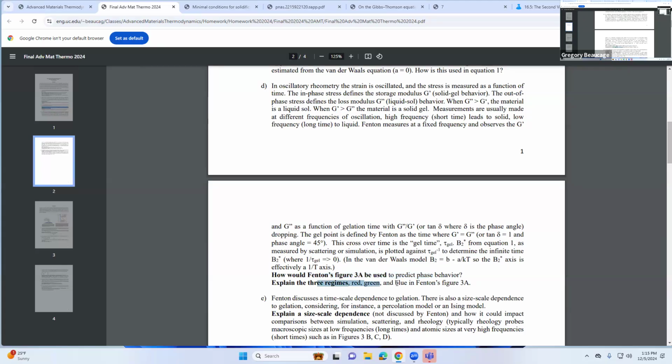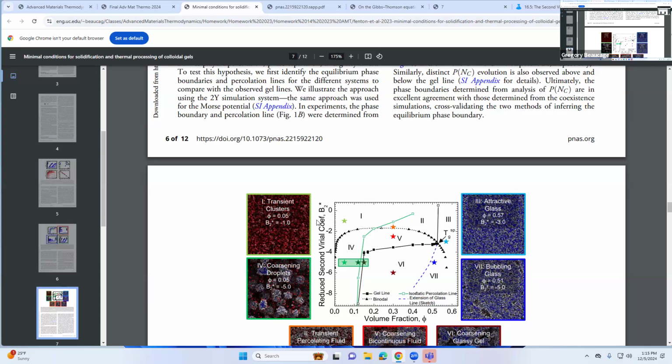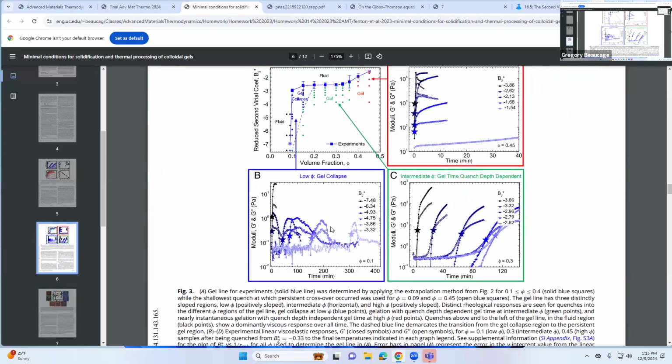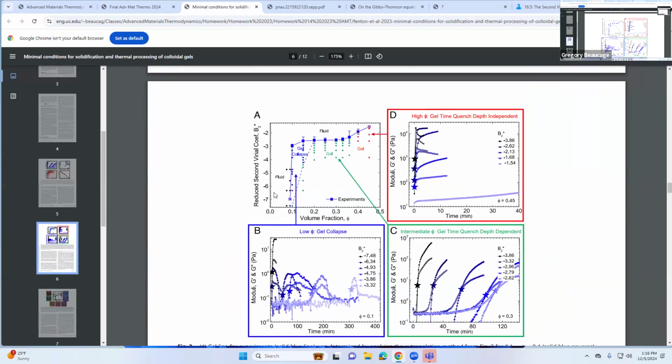Explain the three regimes, red, green, blue, and Fenton's 3A. They're kind of related to those three things, but not necessarily, right? So this part is where it's too weak to withstand its own weight and it collapses. This is a phase separation driven gelation. And this is a glassy gelation with a high concentration. So it's kind of what that is.